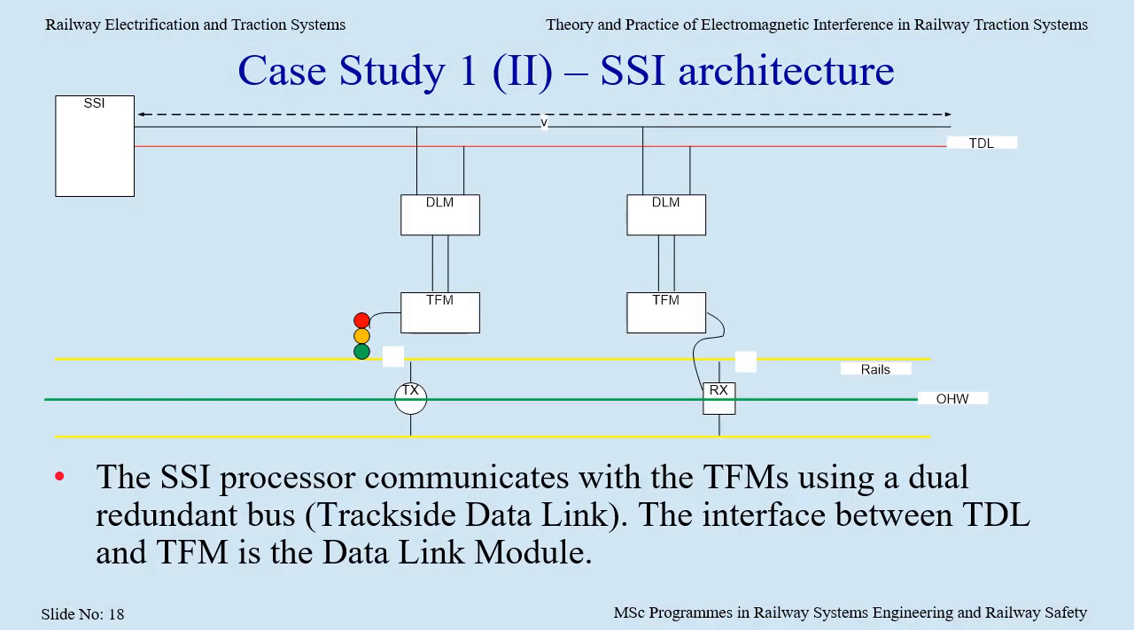This slide shows the SSI architecture. The SSI processor, in some central location, uses a dual redundant data bus called the trackside data link to communicate with the trackside equipment. The interface between the TDL and the TFMs is called the data link module, DLM. The TDL runs alongside the railway for many kilometres, so is subject to inductive interference.